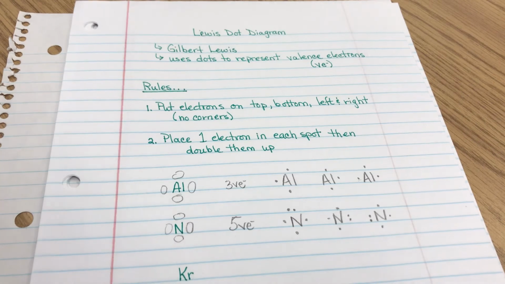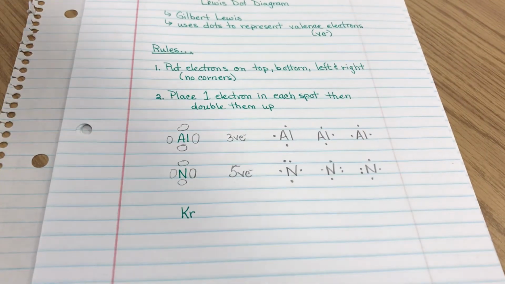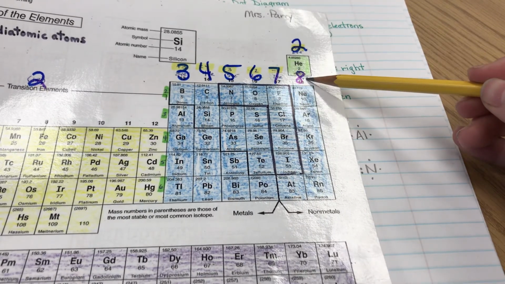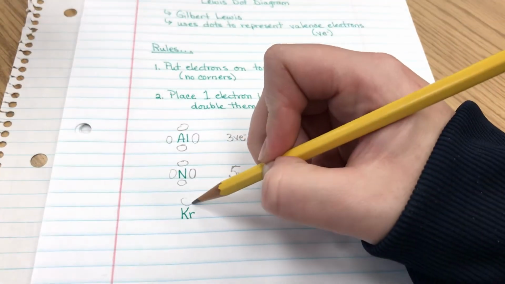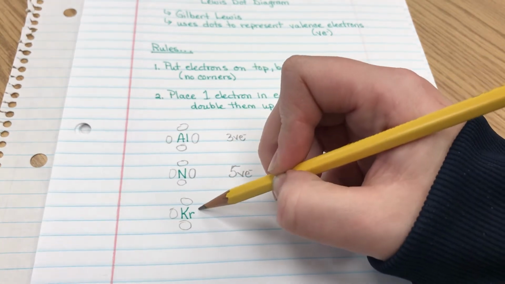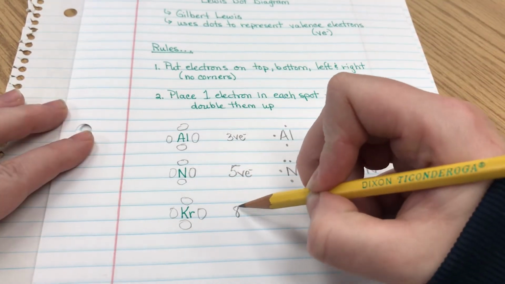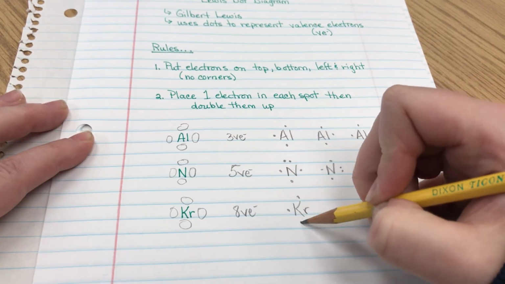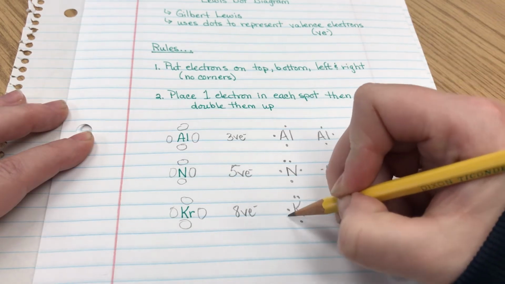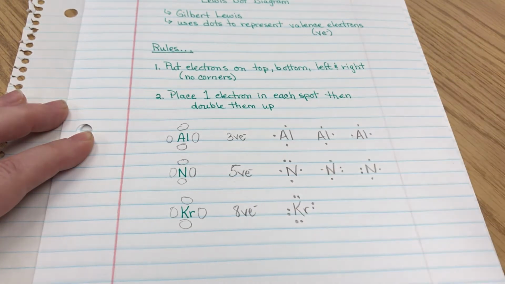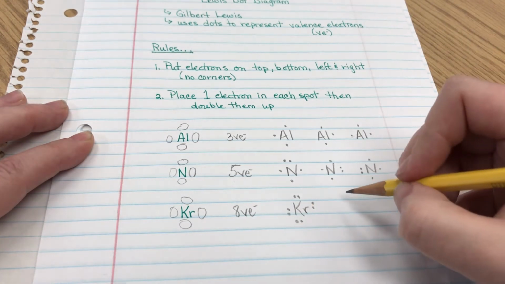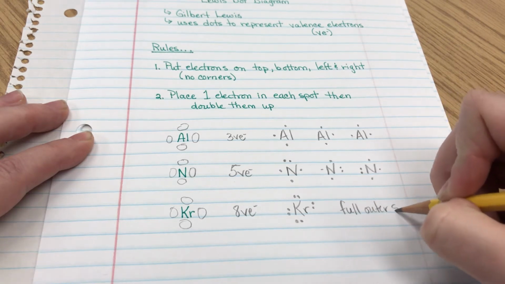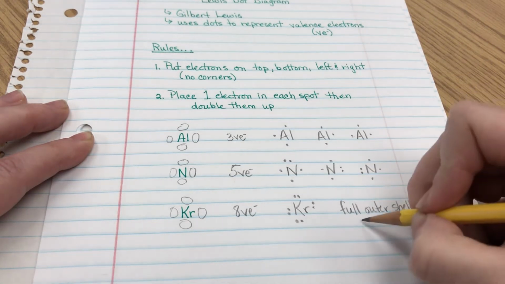For the last example that we have here, we have krypton. Krypton, over here, number 36, go up. There are 8 of them. So again, top, bottom, left, and right. 8 valence electrons. Bring the krypton over, put 1 in each. There's 4, here's 5, 6, 7, and 8. 8 valence electrons gives us a full outer shell. This is very, very stable.